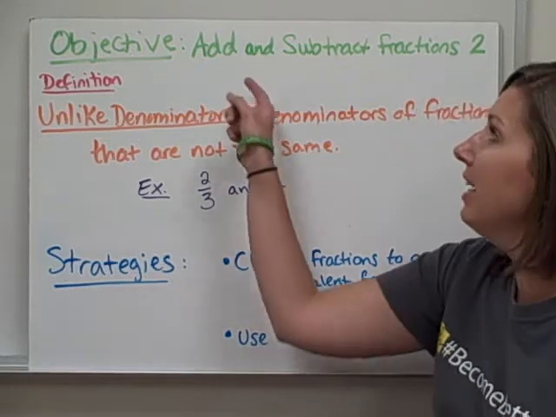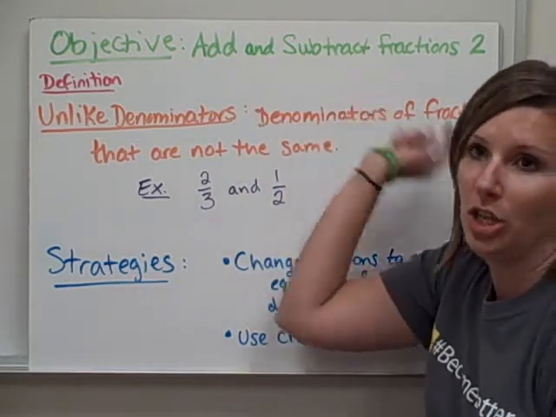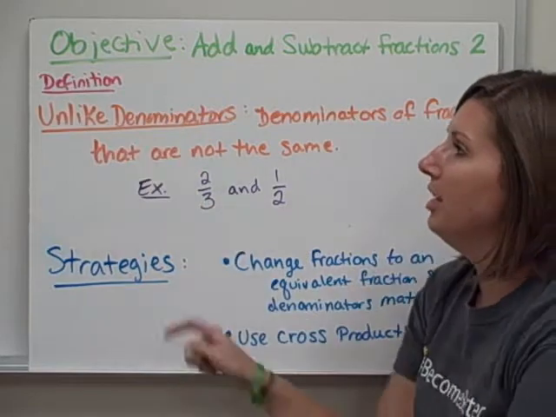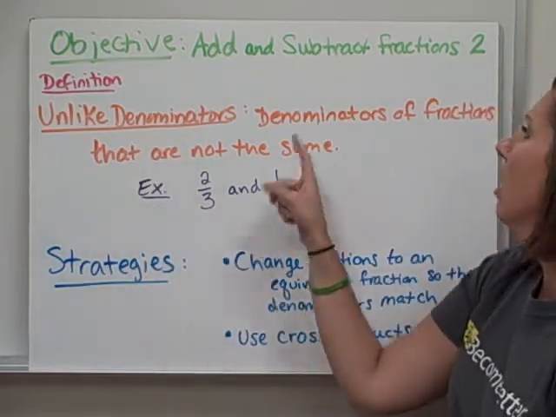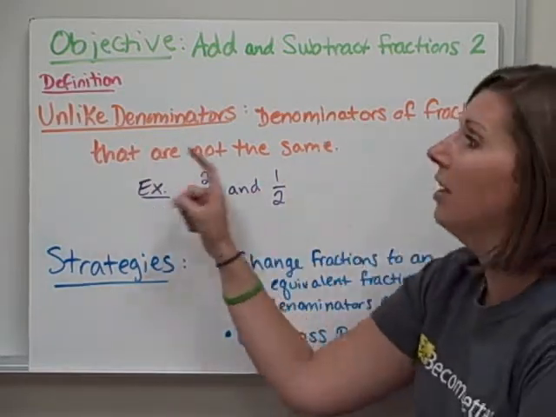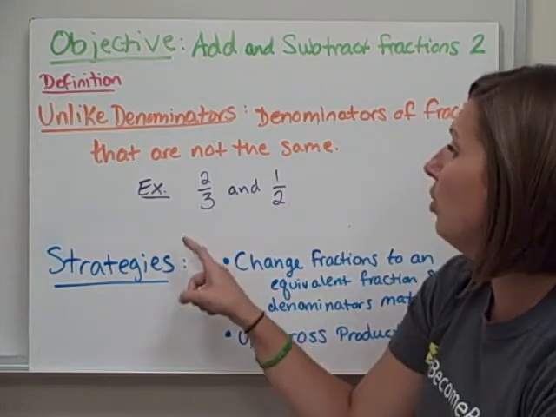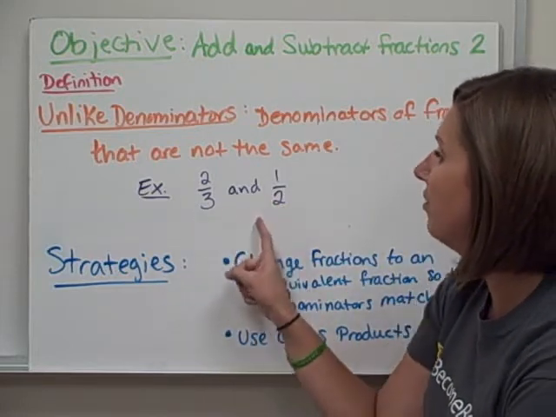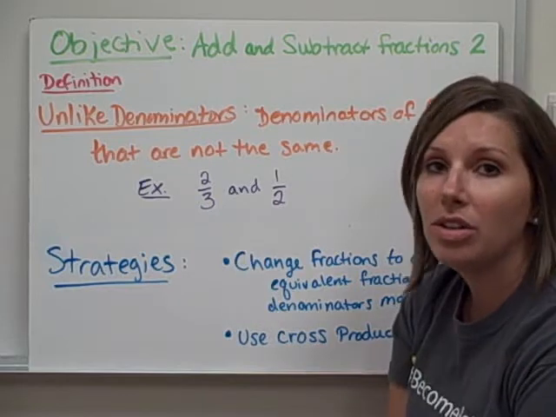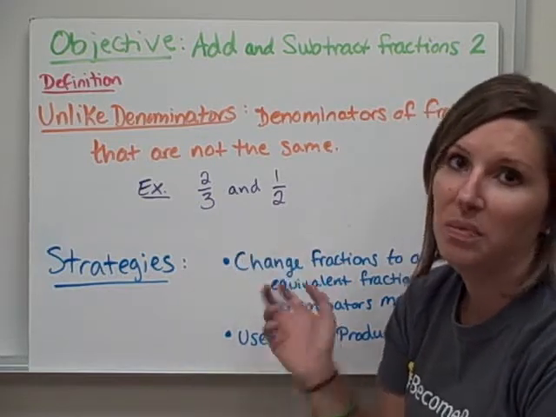This is adding and subtracting fractions, part 2. Another definition: unlike denominators are denominators of fractions that are not the same. For example, 2/3 and 1/2. Those two denominators are not the same. One's a 3 and one's a 2.